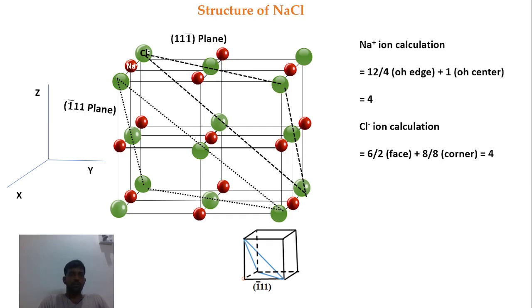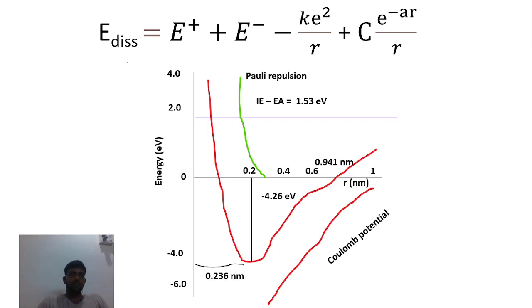If this sodium is positively charged and this Cl minus is negatively charged, there is an ionic bond between sodium and chloride. So how can we model this? This is their dissociation energy. Suppose we have to find a dissociation energy, we need four terms. First is ionization energy, which is for Na plus. Then electron affinity, which is for the Cl minus ion. Then the electrostatic interaction, or Coulomb potential, which is because of the positive and negative charges.